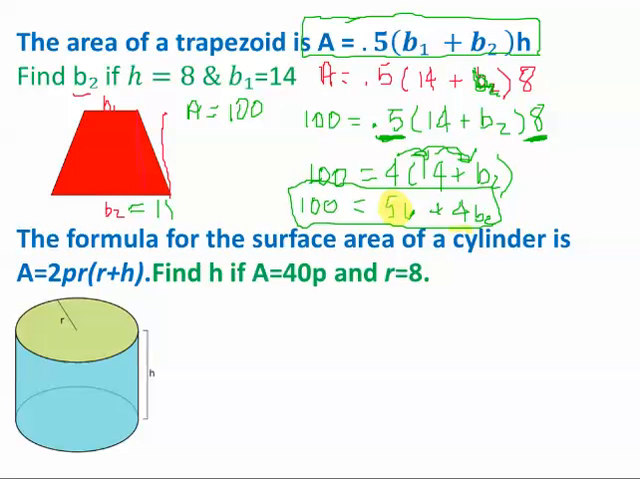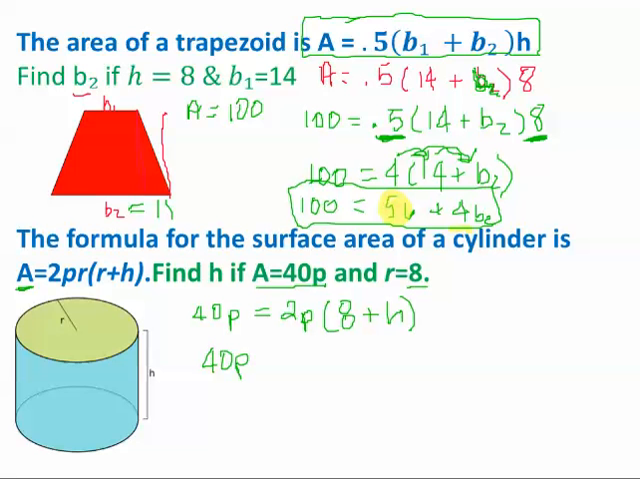The formula for surface area of a cylinder is 2 times P times R times the quantity R plus H. We're given, and this is a weirdo too, that the area is going to be 40P. So I'm just putting into that A right there, and that's going to equal 2 times P times R, but they're telling us that our R is 8. So I'll put in 8 plus H, and they're asking us to solve for H. But this time, they're saying we can solve, and there's going to be a P involved in the answer. So let's see how that works out.